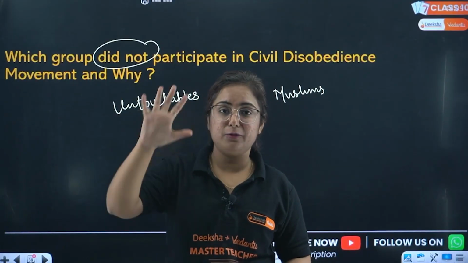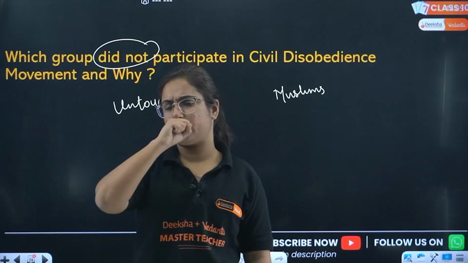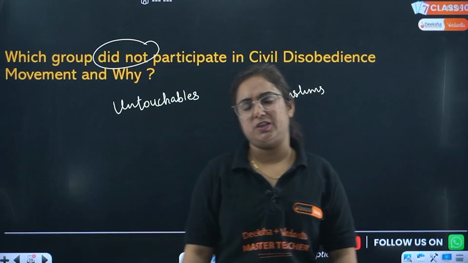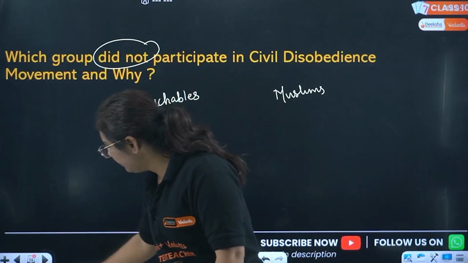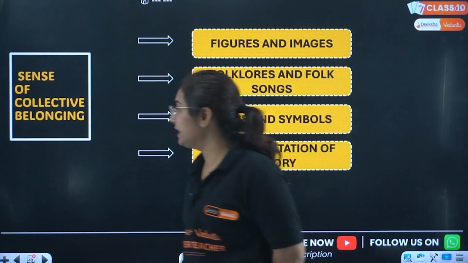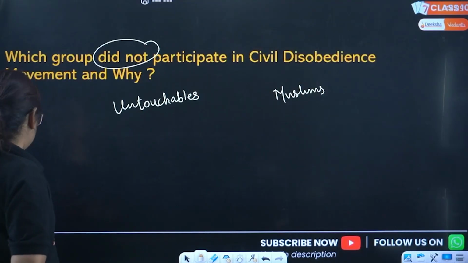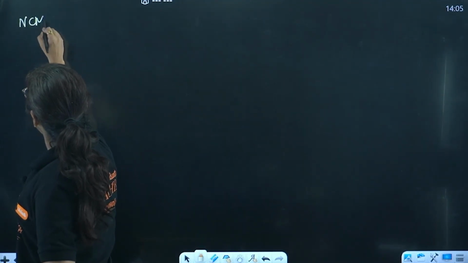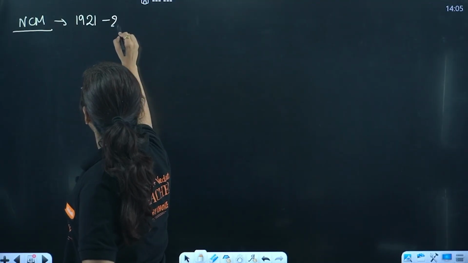These were the five active participants of CDM, and here we studied why it was withdrawn: because of the Gandhi-Irwin Pact. Okay? A pact signed between Mahatma Gandhi and Irwin. CDM dropped away, withdrawn. Now what happened? The chapter ends with a topic that is sense of collective belonging. But before moving to that topic, I would love to share some points about what happened after CDM, beta. Okay? This non-cooperation movement was largely seen during 1921 to 22.